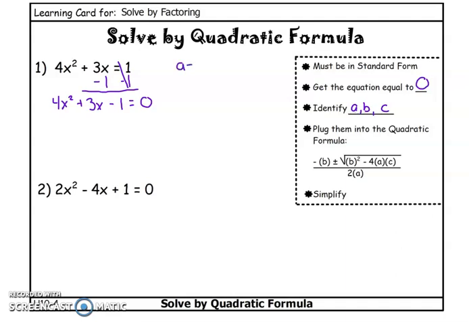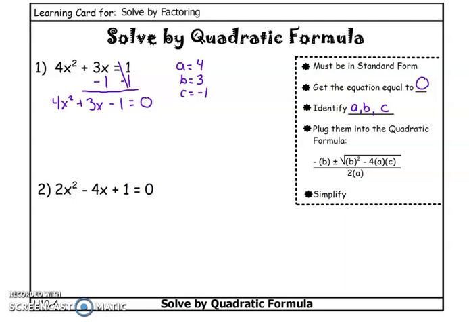So A, this is the coefficient in front of our x squared term. So it's the 4 here. Our b is our coefficient in front of our x. So notice this is a plus 3, so it's a positive 3. And our c value is the coefficient or the term that does not have any variables on it, which here is a negative 1. Okay.